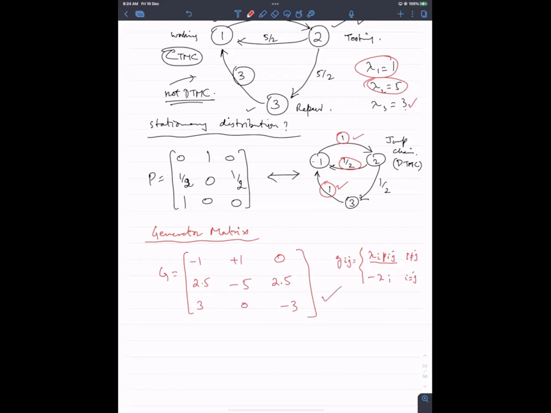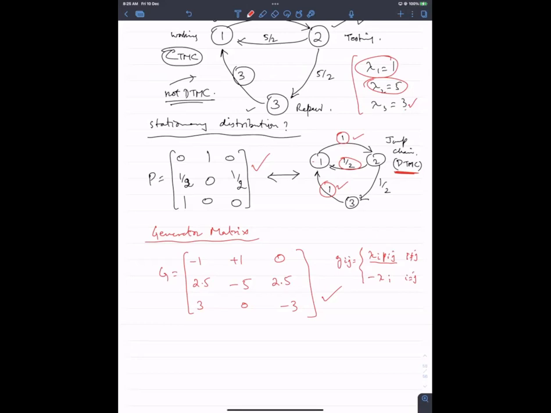I can use generator matrix to find the stationary distribution. I can also use this probability transition matrix for DTMC to find the stationary distribution for DTMC, but then I can use these lambdas to find the stationary distribution for the CTMC as well.